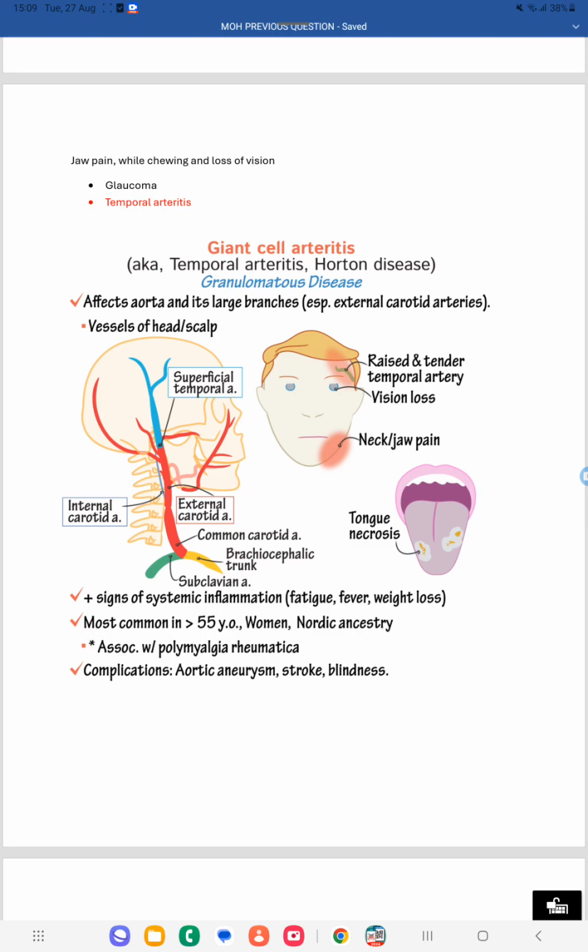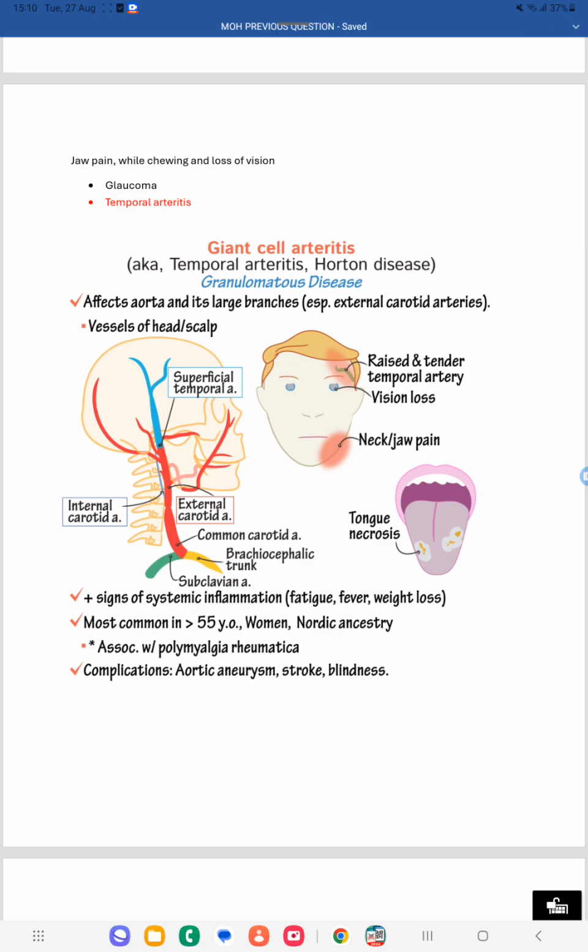So because of this inflammation, what happened? It results in vision loss, and there will be neck or jaw pain. And this temporal artery is a branch of the external carotid artery. Because of the inflammation happening in the temporal artery, the patient will be getting sudden vision loss, and there will be neck or jaw pain you can see.